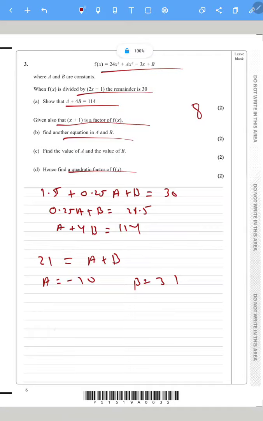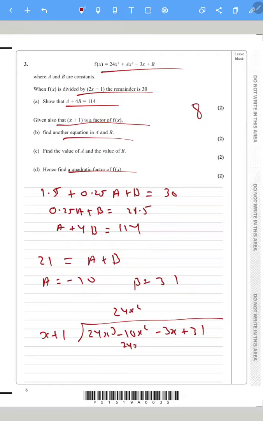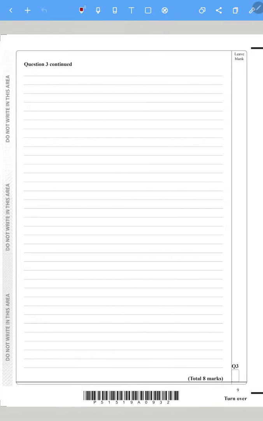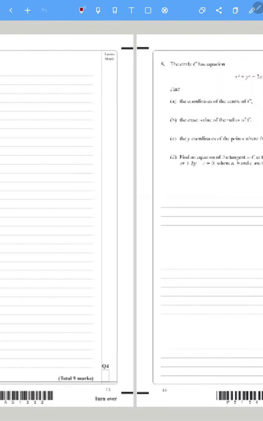and find the quadratic factor. So that is x plus 1 and then 24x cubed minus 10x squared minus 3x plus 31, so that's 24x squared, 24x, oh, wrong place, 24x cubed plus 24x squared minus 34x squared minus 3x minus 34x, minus 34x squared minus 34x, 31x plus 31, so that is the quadratic factor. Next, come on. Nope, not doing this one.